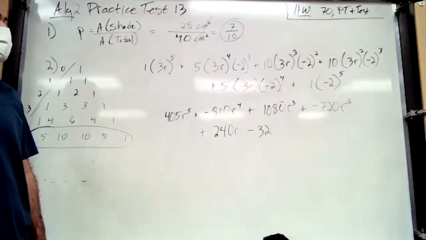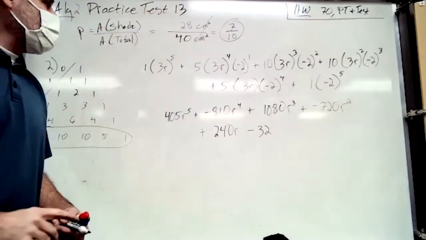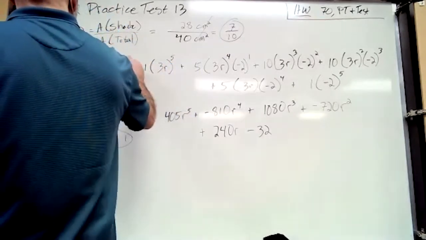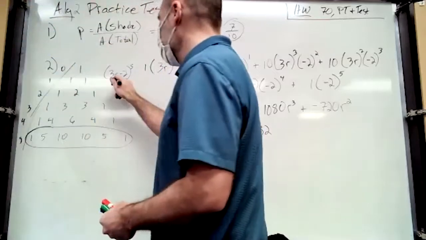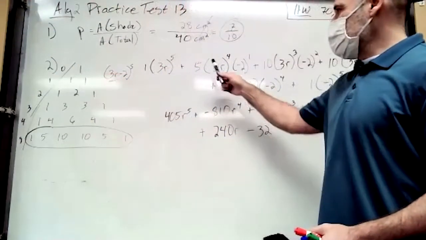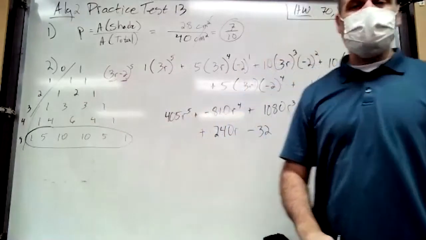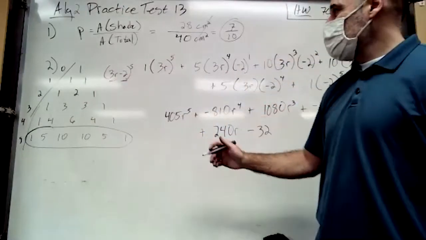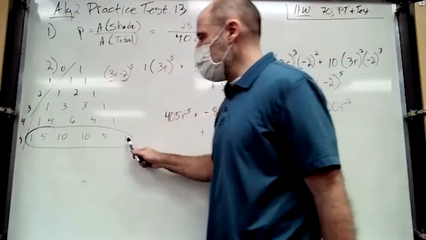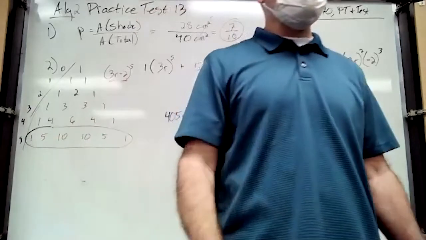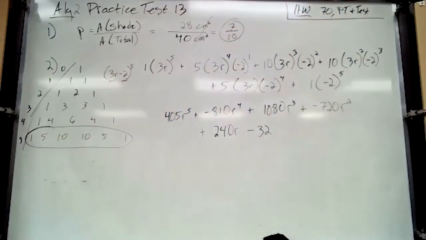So if you're stuck on this, watch the video again. Remember, you're just taking this binomial, 3r minus 2 to the 5th. You're going to take this guy, and the exponents are going to go down. And this guy's exponents, don't forget the negative part, are going to go up. Then you have to use these coefficients because it's all to the 5th power, and that's the 6th row in Pascal's triangle. Okay? That's number crazy 2.